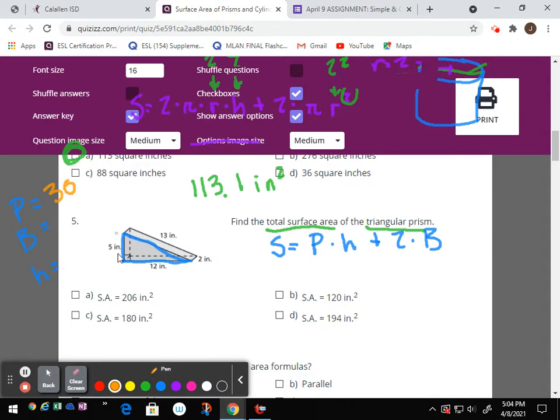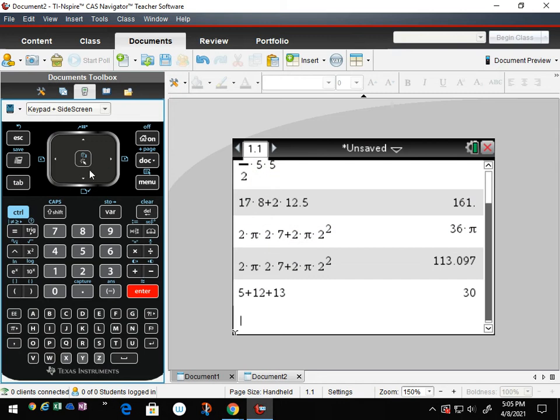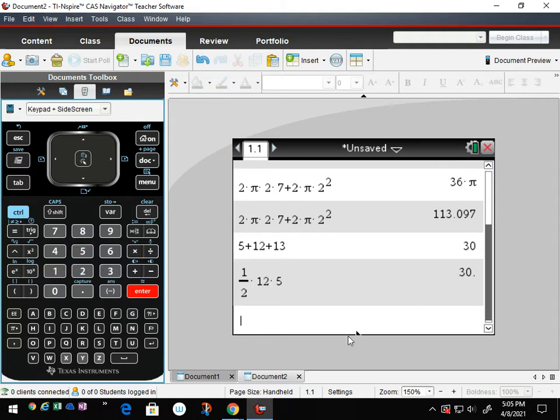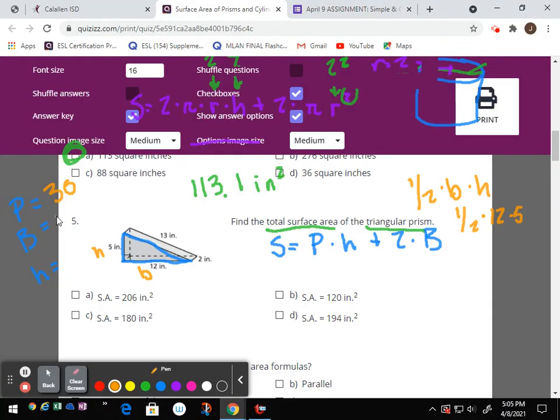Big B is the area of the base, which is the area of the triangle, okay? So the area formula is 1/2 times the base of the triangle times the height of the triangle. We see this triangle is sitting on this 12, so 12 is our base, and our height of just the triangle is 5, okay? So we have 1/2 times 12 times 5. We get 30 again. So big B is also equal to 30.